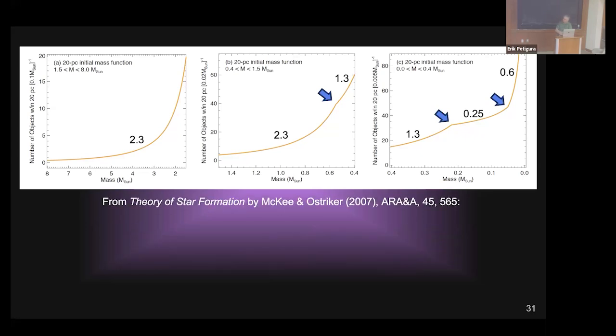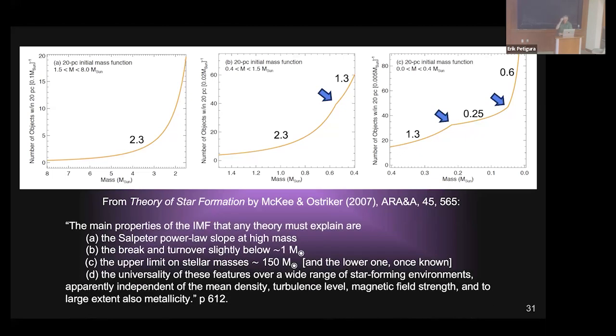So I found another review, an Annual Reviews article from McKee and Ostriker in 2007. And they go through this entire list of all the things that any IMF theory needs to explain to be valid. There are 4 pieces here, one of which needs to explain the Salpeter power law slope at high mass. It needs to explain that turnover slightly below that. It also needs to explain what the upper mass limit and the lower mass limit are. And it also needs to explain why there's this sort of universal IMF across many, many environments. They go on for the next 4 or 5 pages and say that the only one of these they have a really good handle on, maybe, is C, which is what the upper and lower limits might be.